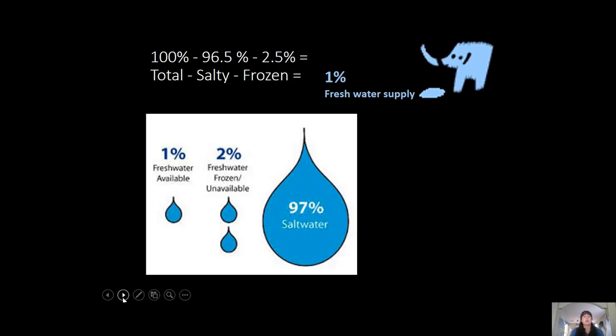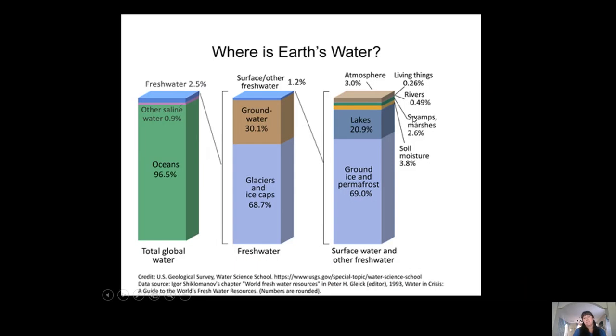Only 1%. Sometimes you might see it like this, and those are just some other ways that make it a little bit easier. 97% salt water, 2% frozen, 1% fresh water available. I, however, like to be a little bit more detailed in my numbers. And so I also like this table here. I love this bar graph because it breaks down exactly what you need to know as far as how much is in the oceans, how much is fresh water.